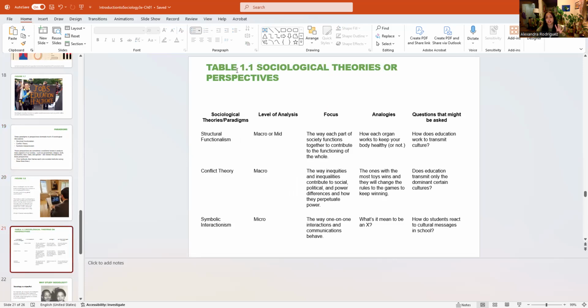I do think that this can be sort of a helpful chart. Again, you have access to this slideshow on Canvas, but you can see, for example, structural functionalism.